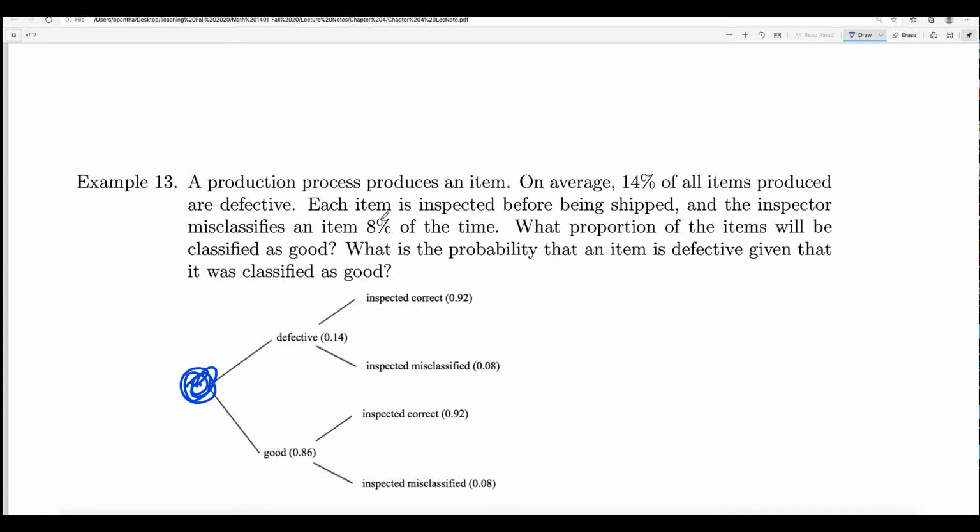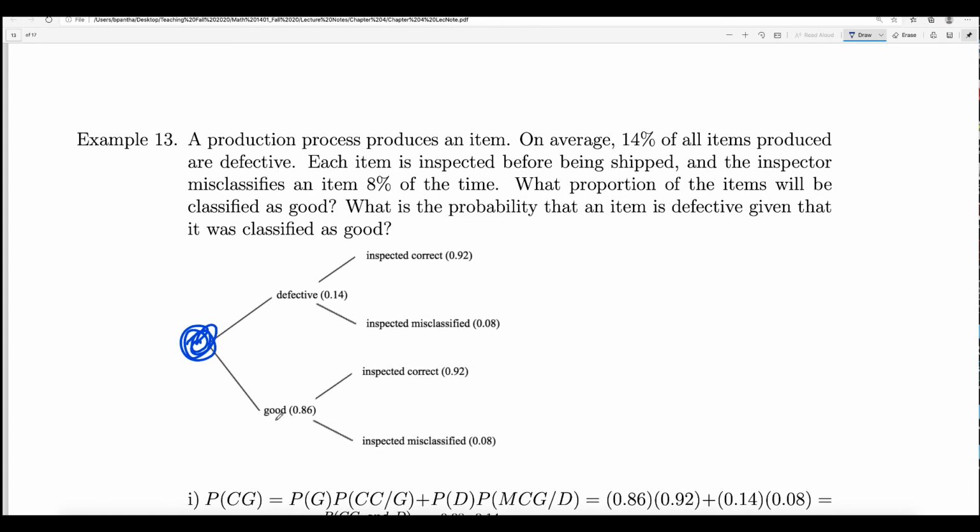But here is the thing: each item is inspected before being shipped, and the inspector misclassifies an item 8% of the time. What does that mean? Although 14% of the items are defective, the inspector classifies 8% of them as good and 92% of them as defective, meaning 8% of the time they misclassify and 92% of the time they classify correctly. Similarly, for the good items, 8% of the time they are misclassified and 92% of the time they are correctly classified.